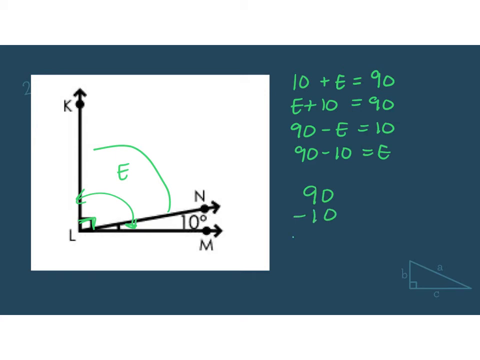0 minus 0 is 0. 9 minus 1 is 8. 80. So let's check and make sure that makes sense. 10 plus 80, does that equal 90? 1 plus 8 is 9. 0, 90 equals 90. That is correct.